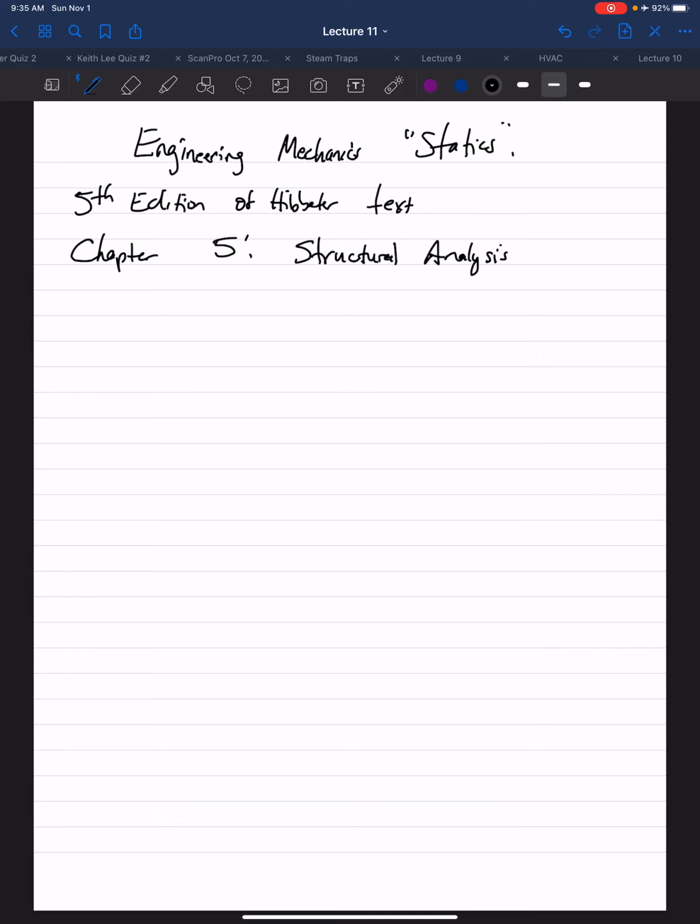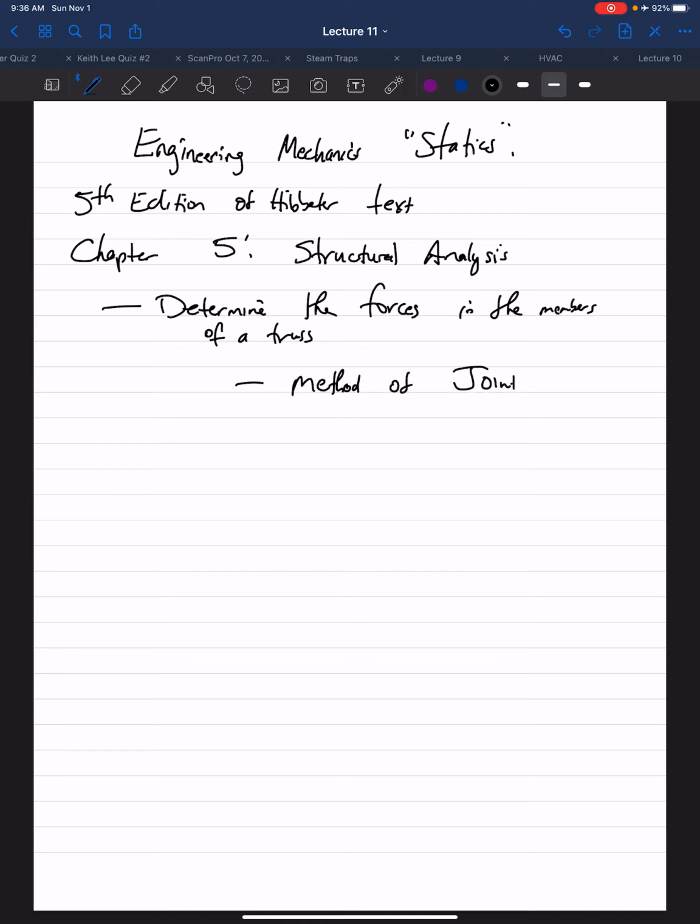Our objective here is to determine the forces in the members of a truss using two methods: method of joints, and later on, method of sections.